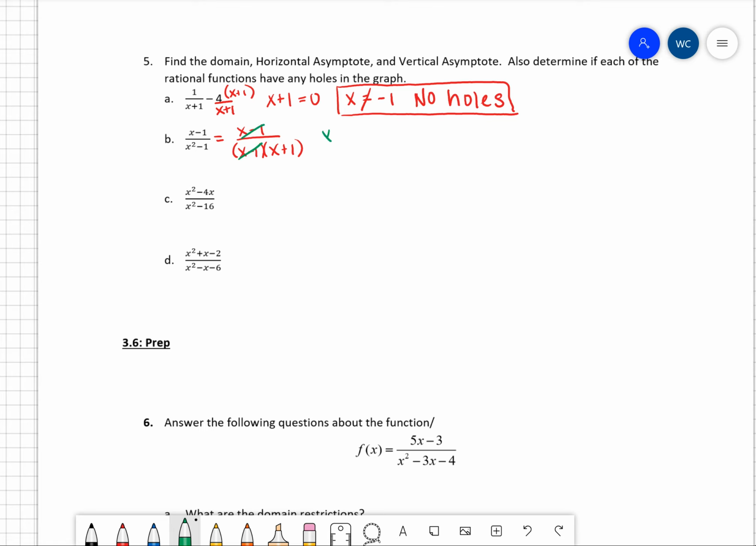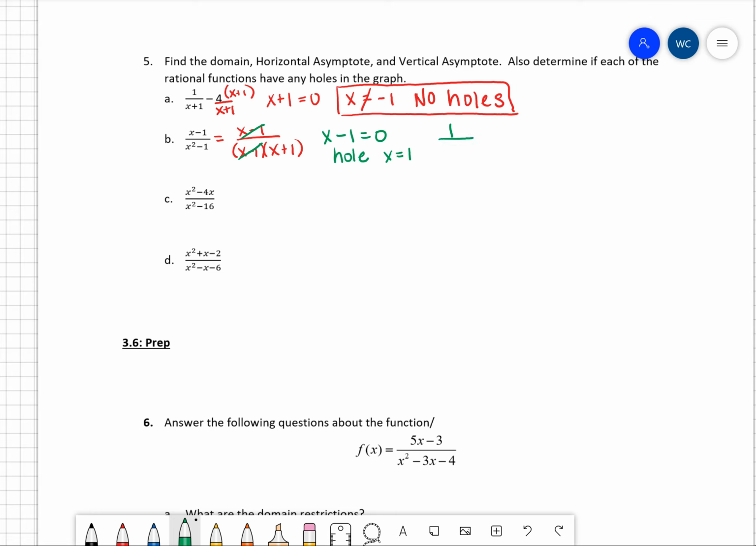Well, that means that x minus 1, if I set it equal to 0, I have a hole at x equals 1. So I do have a hole. But I have to find out where that hole exactly is located, not just x equals 1. I actually need to take that reduced problem.